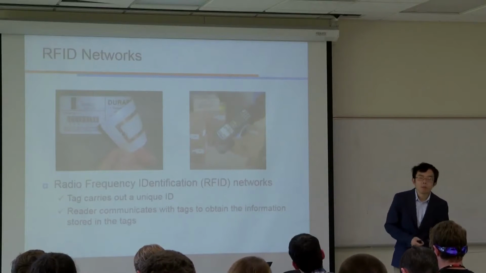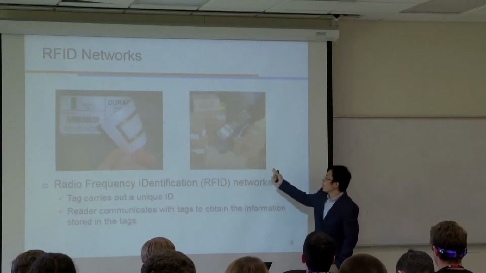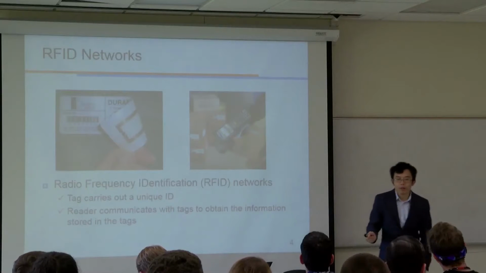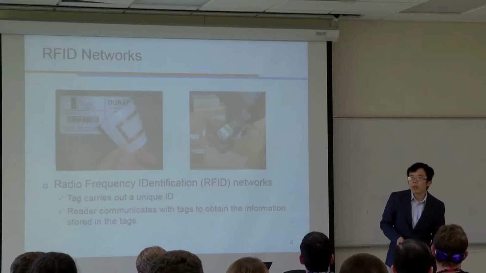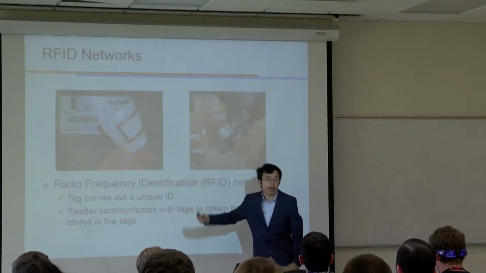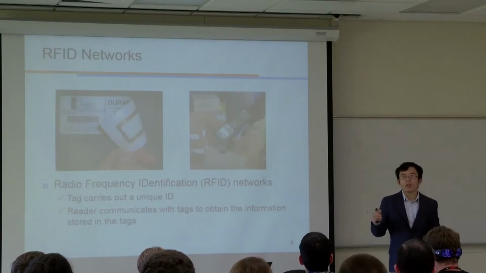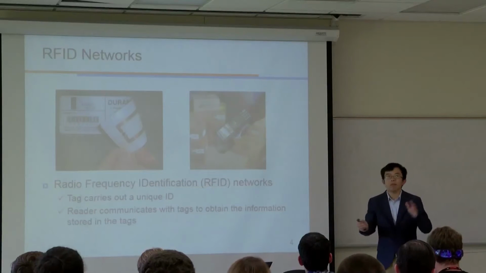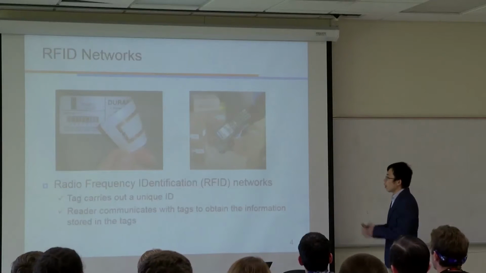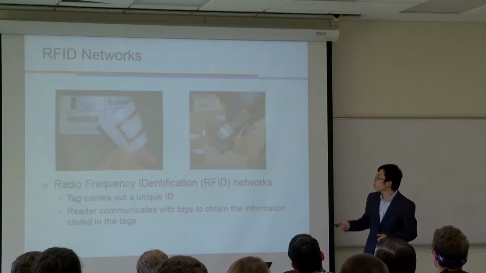And later, you can use a reader, this one. This one is a handheld reader, a mobile reader. In practice, we can also have static readers. You can use readers to wirelessly communicate with those tags and collect the information from those tags, so you can get a lot of knowledge about the objects or products in your system. So this is a typical RFID network. Very, very simple.